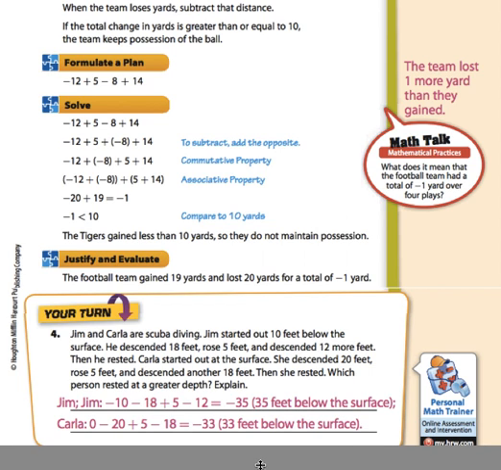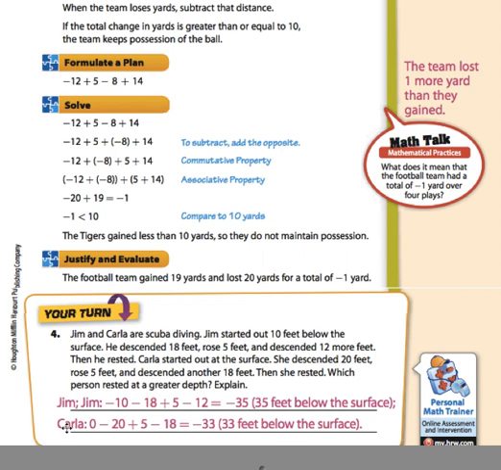All right, we're going to talk about Jim first. So Jim started out at 10 feet below, so that would be -10 below the surface. He descended, which means he went down 18 feet, so that we would have a subtraction sign. Then he rose, which means he went up 5 feet. And then he went down again another 12 feet. After completing this problem, you should have gotten -35. So that means 35 feet below the surface.